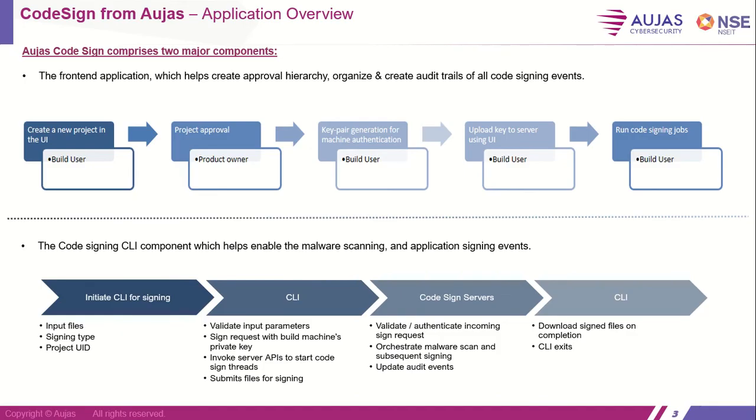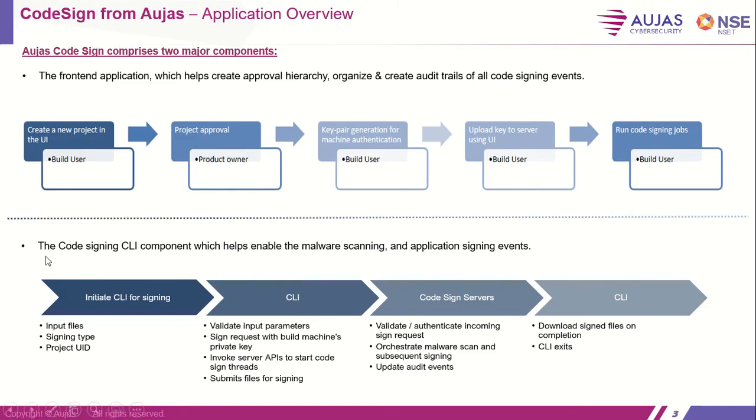Then build user will generate a key pair for machine authentication. This is for the build machine authentication, just to make sure that the code signing requests are reaching the server only from a designated or authenticated build machine. Then build user will upload that key from the UI to the server. This is basically mapping this build machine key to the server. These are not the code signing keys. These are used only for the build machine authentication. Till here, it's a one-time job. Once done, build user need not go back to the UI, and they can run as many code signing jobs as they want for this particular project.